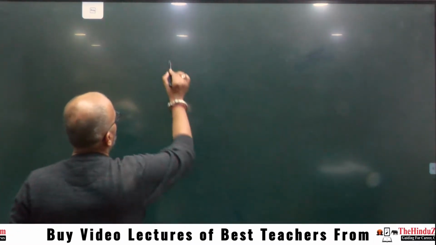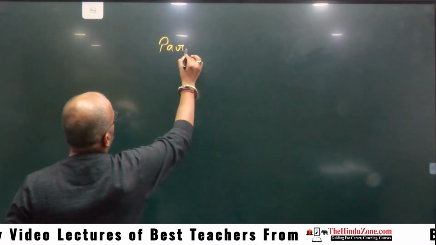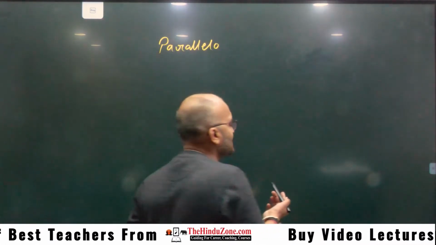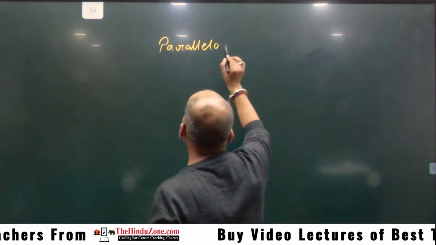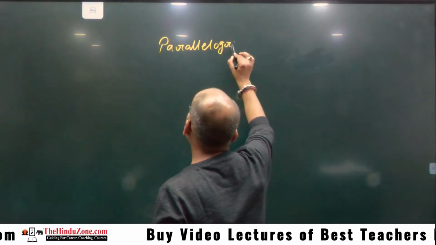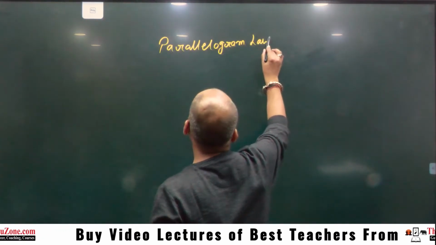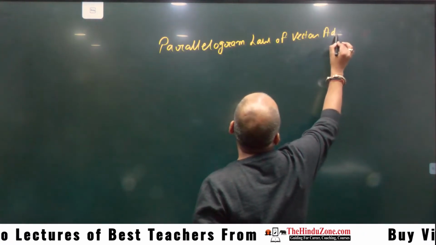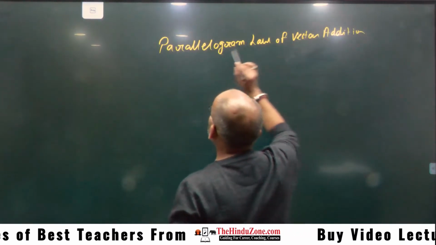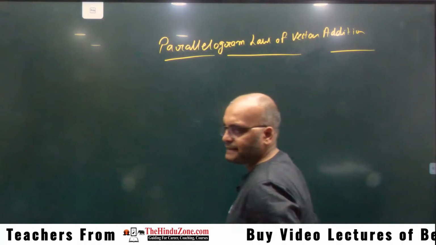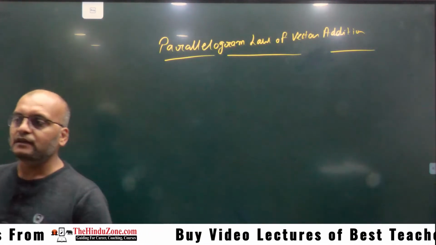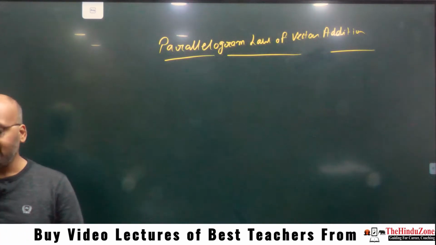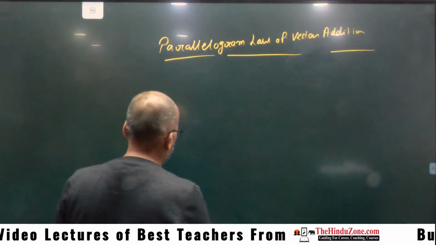One more law is there, that is the parallelogram law, and the third one is the polygon law. But all of these are just extensions, nothing else. Parallelogram law of vector addition. If you know the first law, then there is no need for other laws, everything gives the same result. Okay, what is a parallelogram? Two parallel sides. It is a quadrilateral. Yes, it is a quadrilateral.